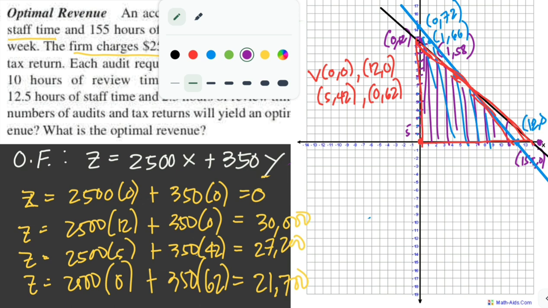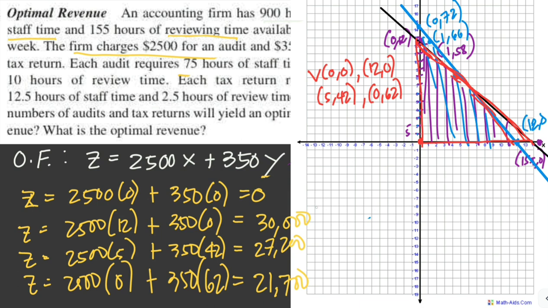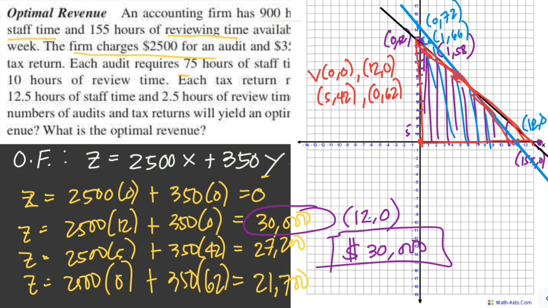Okay, therefore our optimal value or revenue is $30,000 at (12, 0). So our answer is $30,000. The revenue will be optimal at 12 audits and 0 tax returns with a value of $30,000.